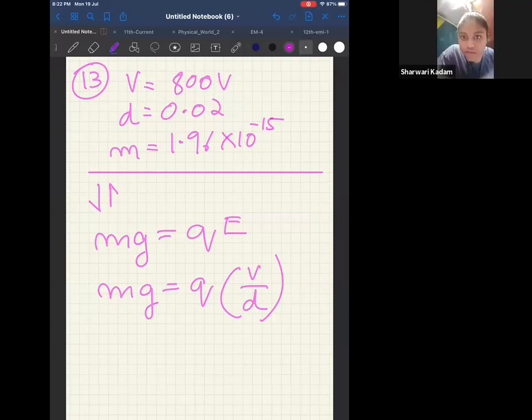So g will be taken as 10. They have not given 9.8, so you can take g as 10. Actually, it's 9.8 for exact substitution, but you will get approximately the same answer. And you can substitute one more thing: Q equal to ne. Therefore, you will get e on one side and then you can continue. So tell me what answer you are getting.